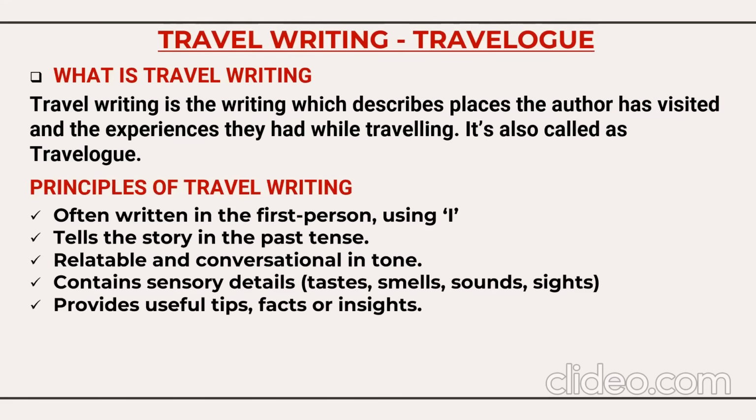Travel writing is often written in the first person, using I. I went to Mysore last month, I saw this. It tells a story in the past tense, in a very relatable and conversational tone, as if you are talking to somebody. It also includes sensory details like taste, smells, sounds. The food was tasty. The costumes were like this. It also provides useful tips, facts, or insights. You can also suggest that people go there to watch this. If you go there, you have to be careful. So these are the principles of travel writing.